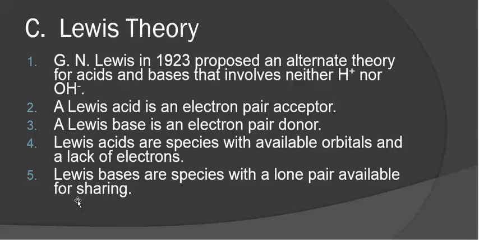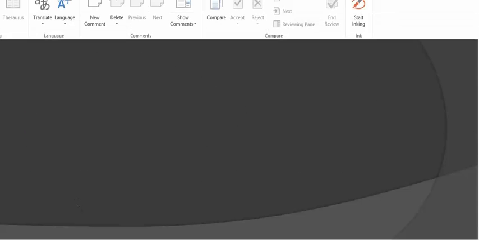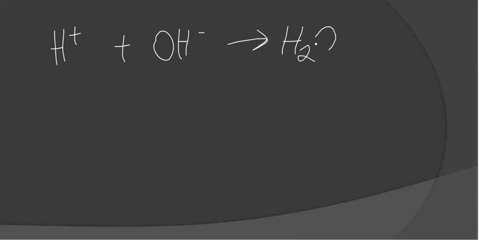The third acid-base theory has nothing to do with H+ or OH-. An acid is an electron pair acceptor, and a base is an electron pair donor. So with the Lewis theory, we're going to go back to Lewis structures and drawing those Lewis structures to determine the acid and the base. For example, let's say I have H+ plus OH-, and I want to determine the acid and the base as those produce water.